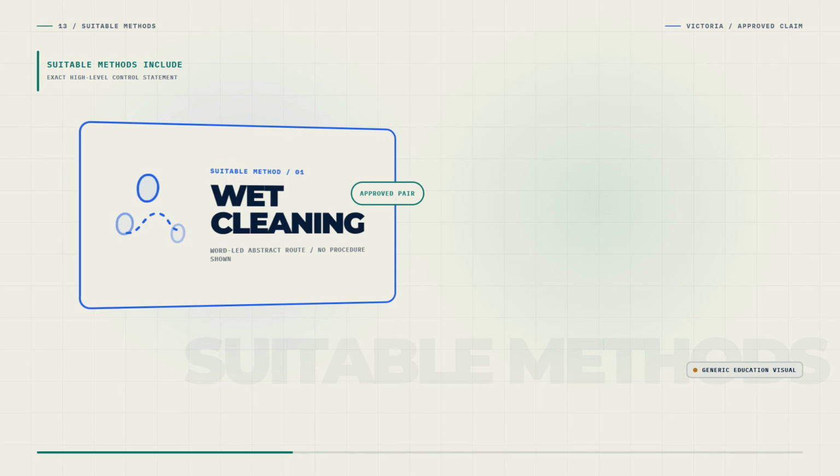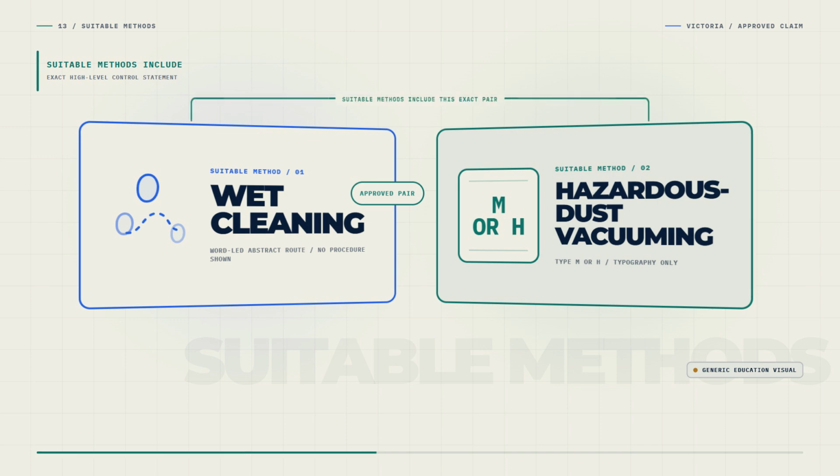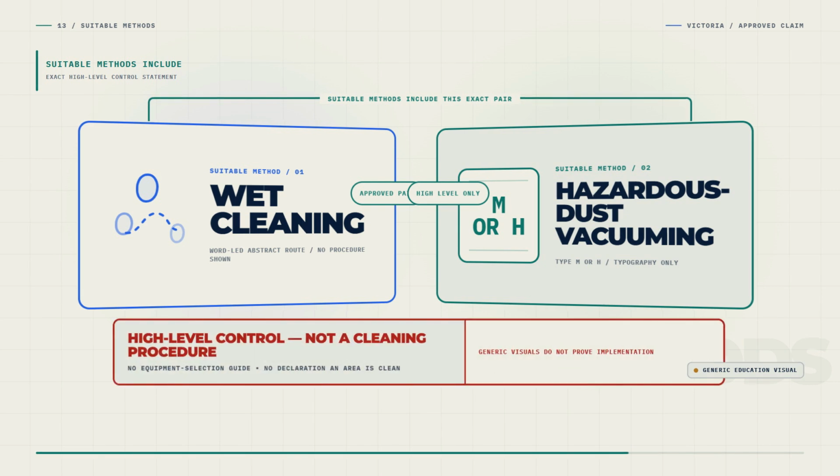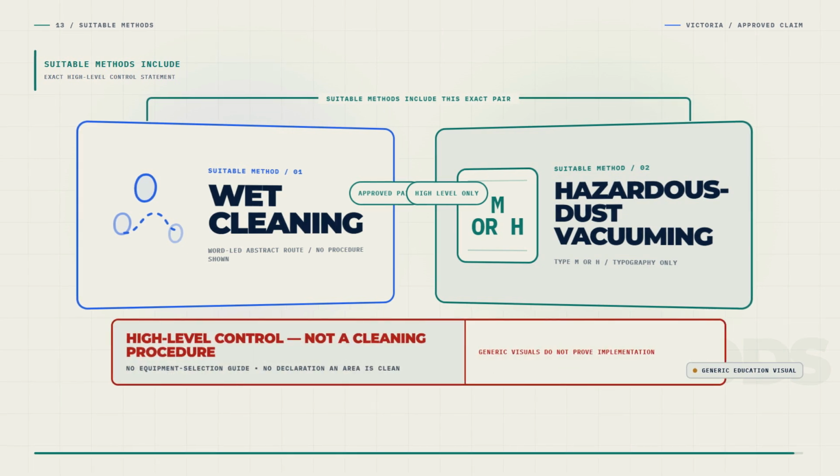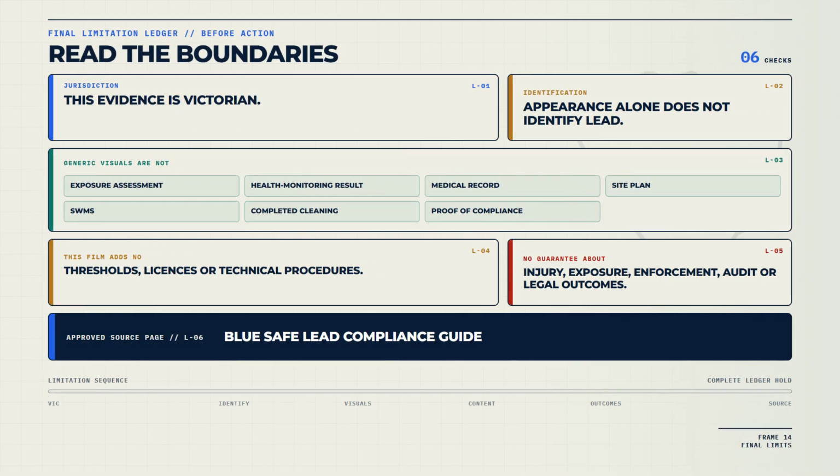That is the full approved control statement used here. The film does not turn it into a cleaning procedure, equipment selection guide or declaration that an area is clean. The visuals remain generic and do not prove implementation. This evidence is Victorian. Other Australian requirements and terminology may differ and should be checked against current local regulator material.